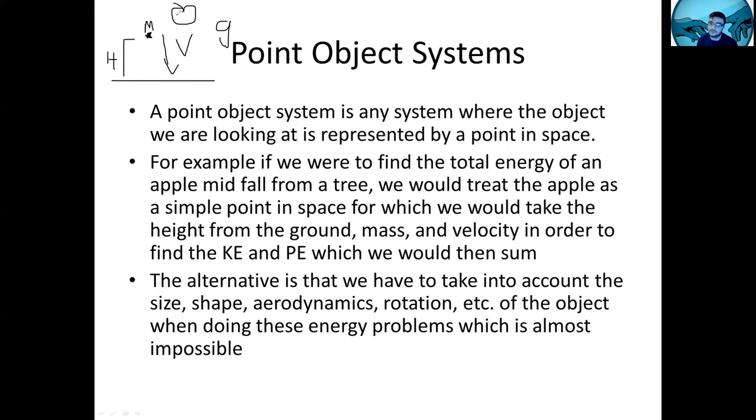So to make things simpler, we treat any object, no matter what it is, like an apple, a water bottle, or a car, as just a single point in space. We don't take into account the shape. If it was a car, we don't consider where its center of mass would be, or how its aerodynamics affect it. That just makes it a lot more complicated than we can solve.